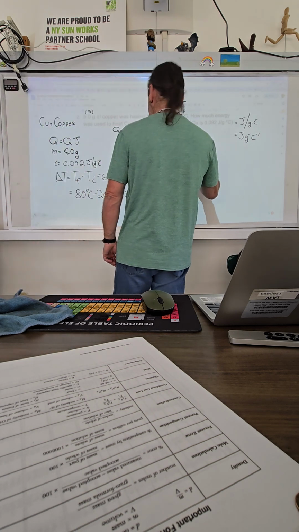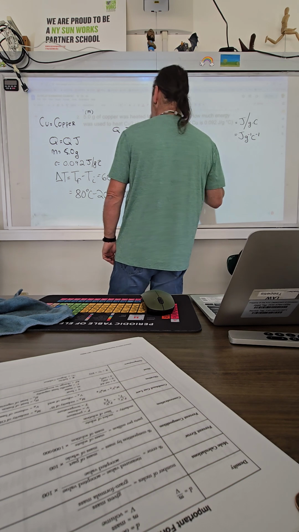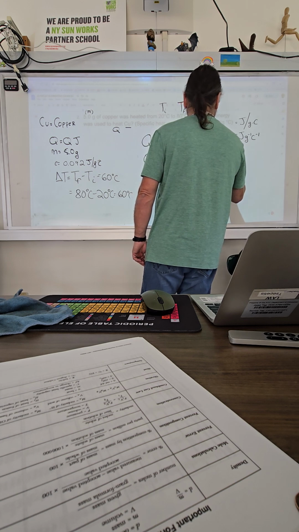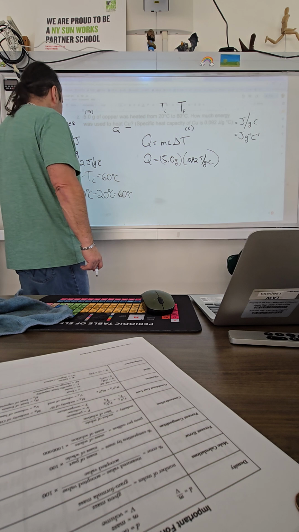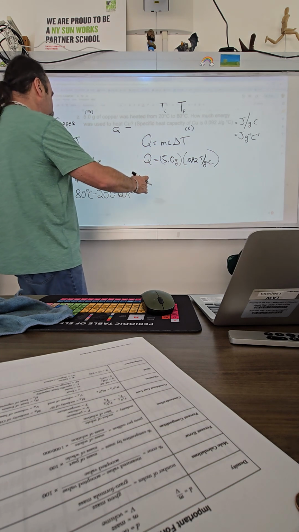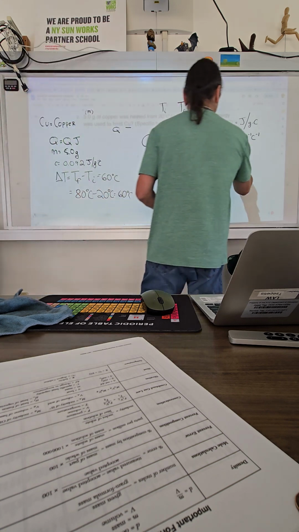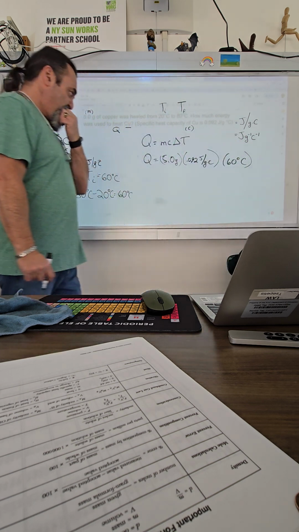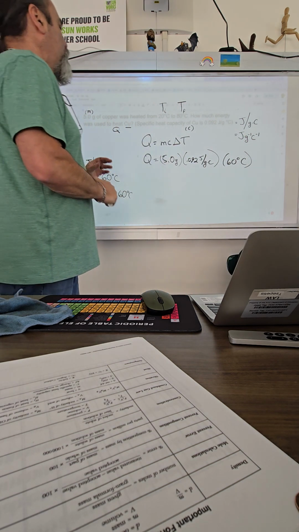C is your 0.92 joules per gram Celsius. And then your delta T, not your T final, not 80, not 20, your delta T, which we figured out to be 60, is going to go here, 60 degrees Celsius. Like this way, this way. Now, over here, we're not dividing, all we're doing is multiplying the thing together.